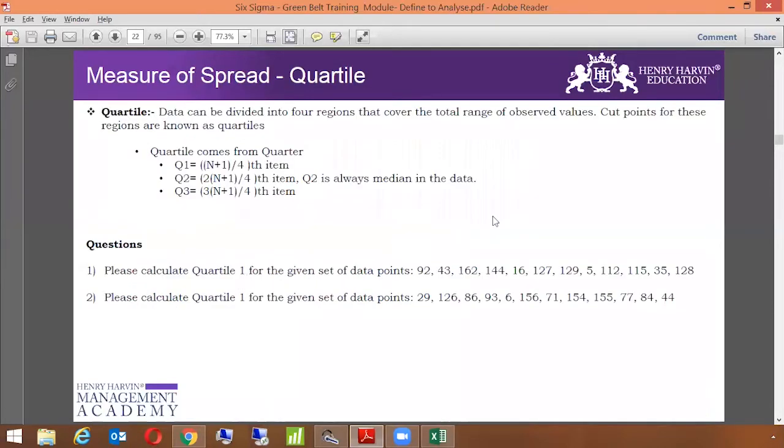Now we are going to talk about the next measure of spread, which is called quartile. Quartile is where data can be divided into 4 different parts or regions that cover the entire range of the observed values. The cut points for these regions are also known as quartiles. Quartile comes from quart. So Q1 is the 1/4 item, Q2 is the 2/4 item, which is also known as the median, Q3 is the 3/4 item, and Q4 is the last item. Calculating quartile is very simple.